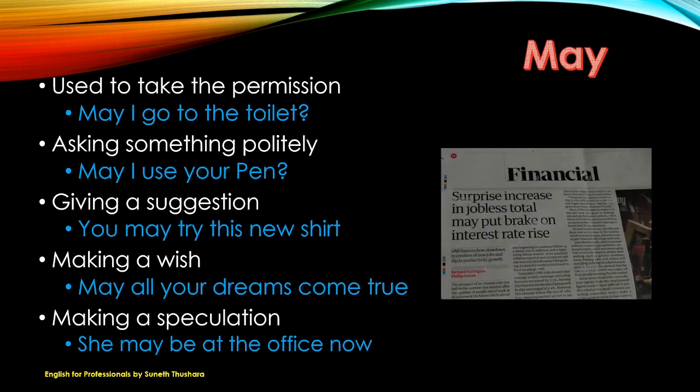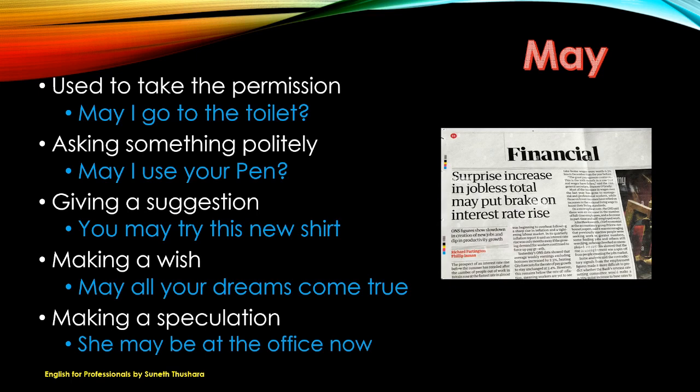Then this is from a paper article: "Surprise increase in jobless total may put brake on interest rate rise." May put brake. So that means it is possible to put brake. Sometimes it will happen, sometimes not. So that is not a very strong sentence, the meaning is not very strong. It is kind of speculation. This may happen, right?